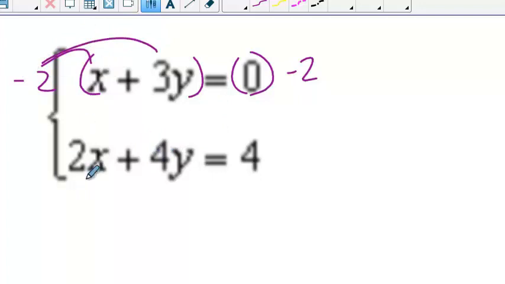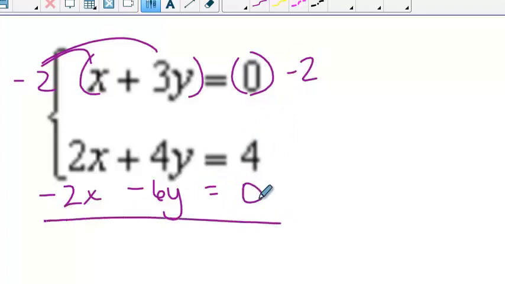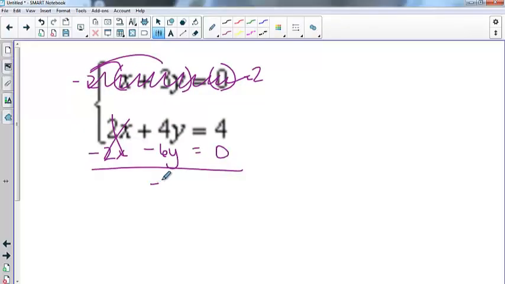So negative 2 times x is negative 2x. Negative 2 times 3y is negative 6y. Equals 0 times negative 2 is 0. So I'm done with this. I'm going to scratch it out so I don't get confused by it. Now, I'm just going to add this like it's a normal math problem, like a kindergarten, first grade math problem. So 2 minus 2x gives me 0. 4y minus 6y gives me negative 2y equals 4 plus 0, or minus 0, gives me 4.